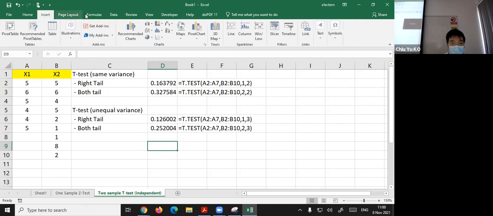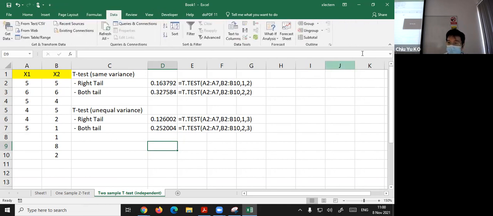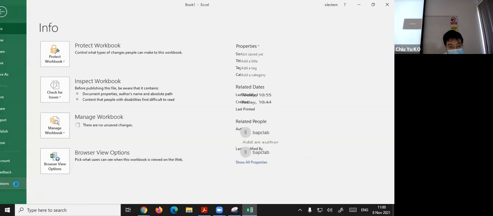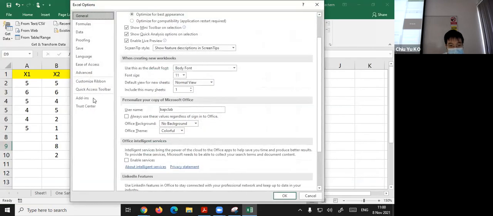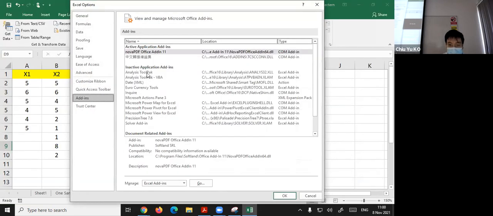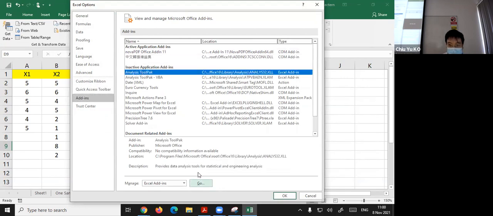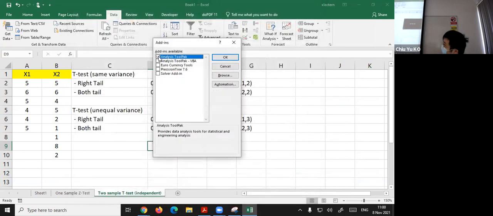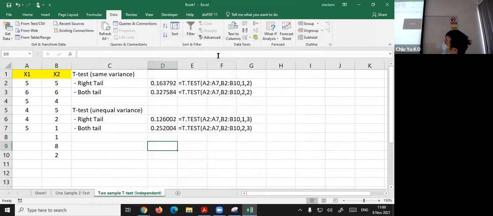So we don't have it now. There's nothing here. So we have to go to File. I hope you still remember how to do add-ins. File, Options, and Add-ins. This is an inactive application add-in, the Data Analysis ToolPak. You have to get it out because it's inactive. So we click Go, and it's the ToolPak. Okay, that comes here. Is that okay for this one?